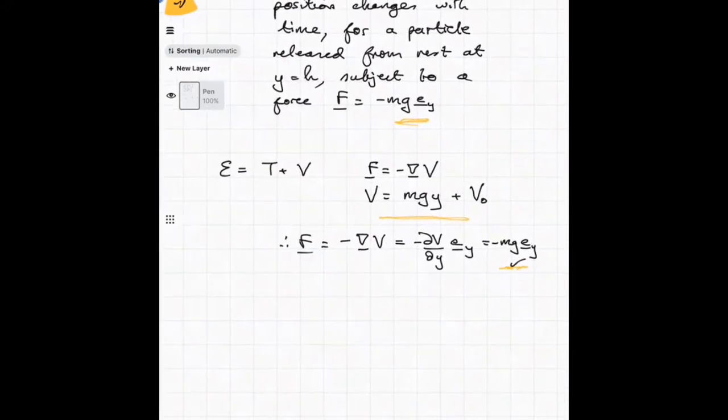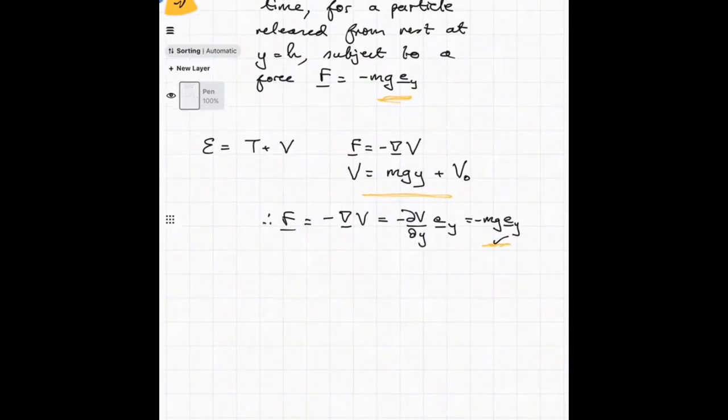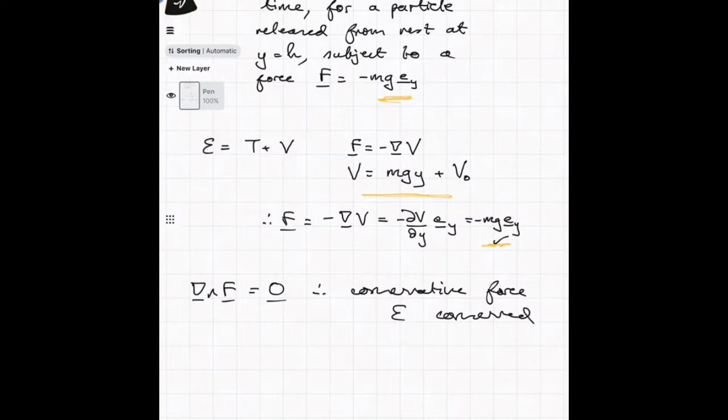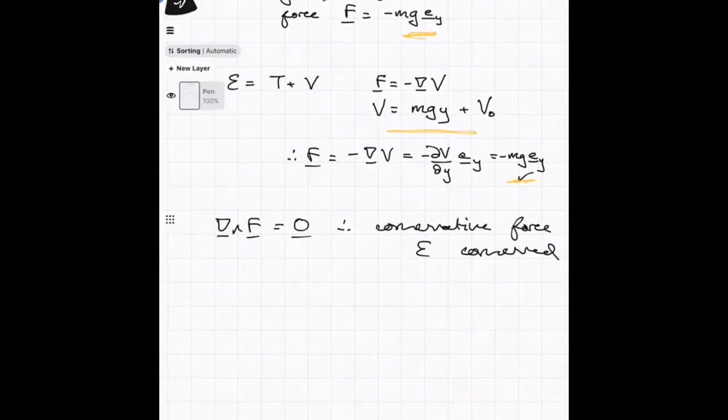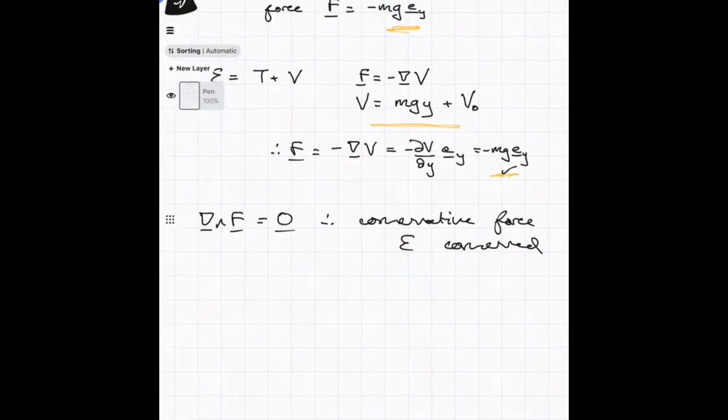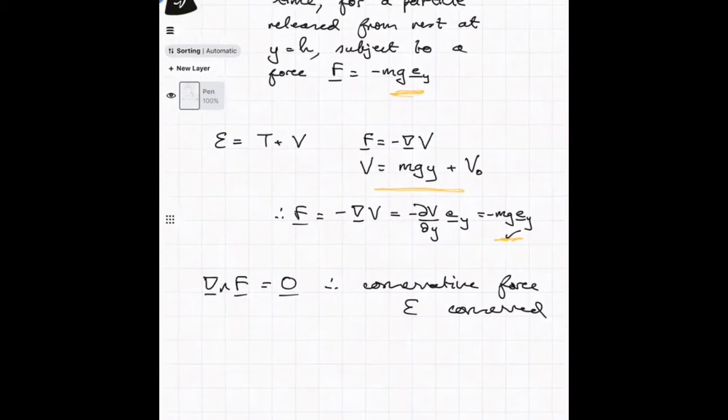Okay, so then we can proceed, and we can say energy is conserved here because it's a conservative force, because the curl of F is 0, so I can even write it down. Curl of F is 0, therefore conservative force, and energy conserved. And we're still going to use the same idea of conserved quantities to look at a quantity which is constant, and equate some initial conditions to some conditions at a later time.